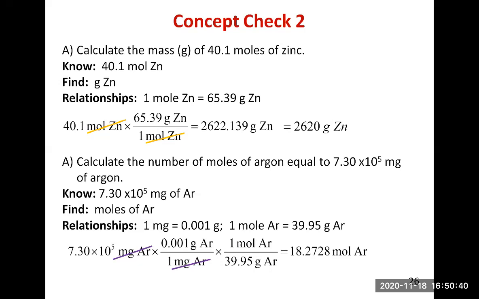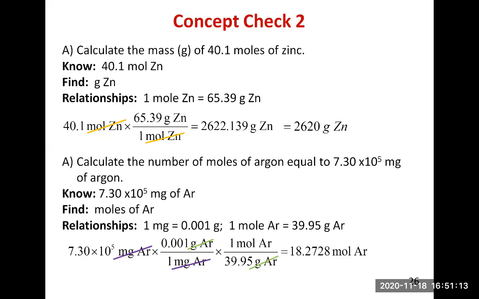At that point, if you were to calculate this intermediate answer, you would have grams of argon. And so the next step is to change the grams of argon into moles. So you multiply by 1 mole of argon over 39.95 grams of argon. You want the grams of argon on the denominator such that you can cancel units of grams of argon, and you're left with moles of argon, which is the unit you want in the end.